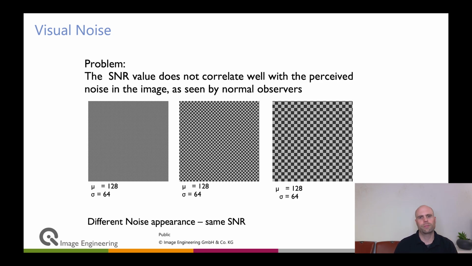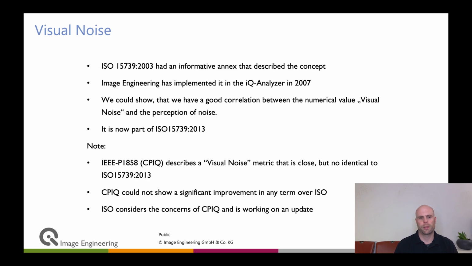That is just a very simple way to illustrate that the SNR itself does not give you any information about how the noise appears, how it looks. Therefore, it does not give you the number for how it is visually perceived. For that, you need the visual noise. Visual noise was an informative annex to a previous ISO version, and we at Image Engineering implemented it already in 2007. I mean, it was out there for a while, but we were looking for some new metrics, and we saw this and we tried it, and since then we use it in our commercial tests.